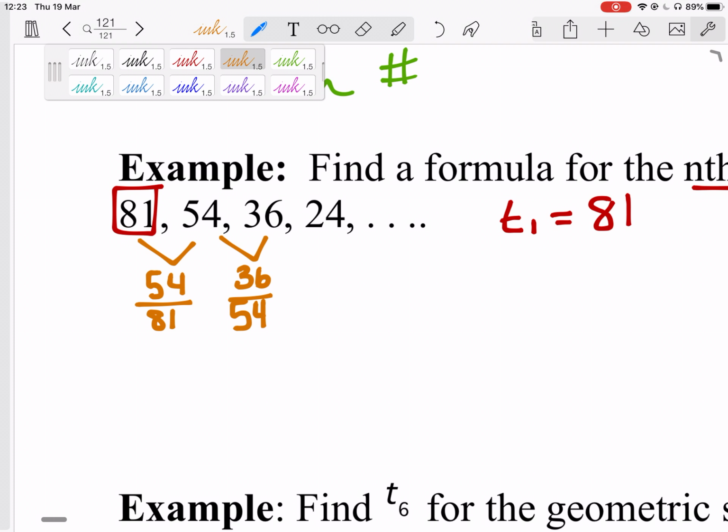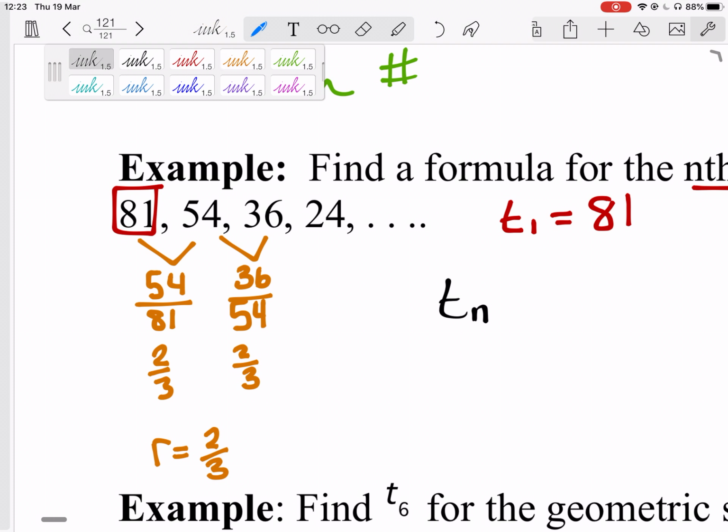All right, so when we reduce 54 over 81, we end up with 2/3. And conveniently enough, the same thing happens whenever we reduce 36 over 54. So we got 2/3 as well. So then our r is going to be 2/3. We're multiplying that every time to get from one to the next.